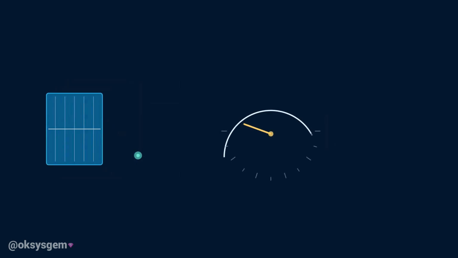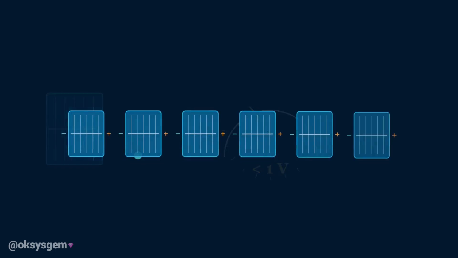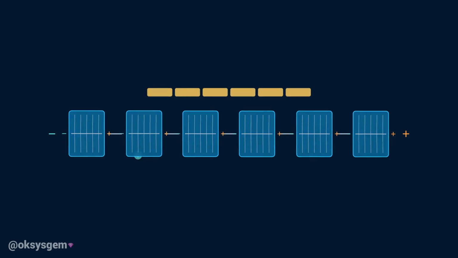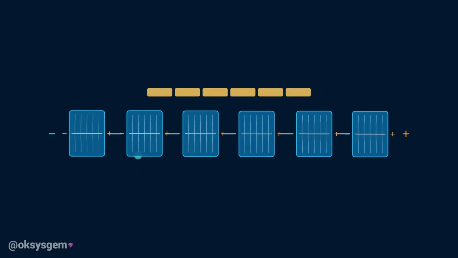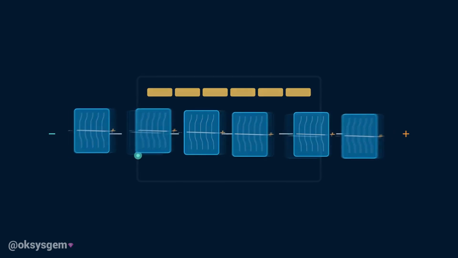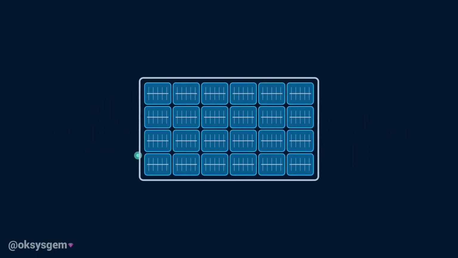A single solar cell produces only a small voltage, usually well below 1 volt. It can provide useful current, but its individual output is too limited for most practical applications. To increase the voltage, many cells are connected in series. In a series connection, the positive side of one cell is connected to the negative side of the next. The voltages of the cells then add together.